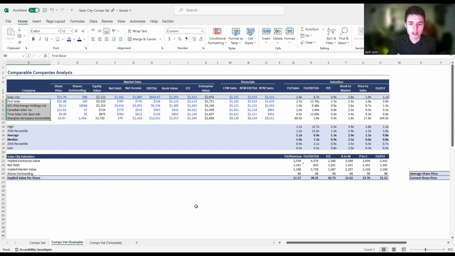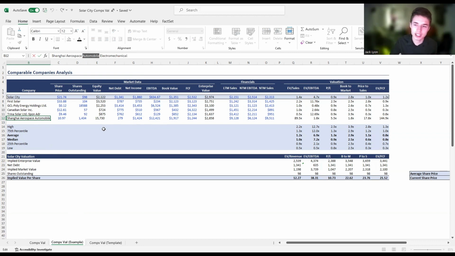Taking a look at all of these, there is one outlier, and that is Shanghai Automobile. This firm does create renewable energy sources, but they also manufacture automobile parts. Not a very similar customer to Solar City, so that's strike one.